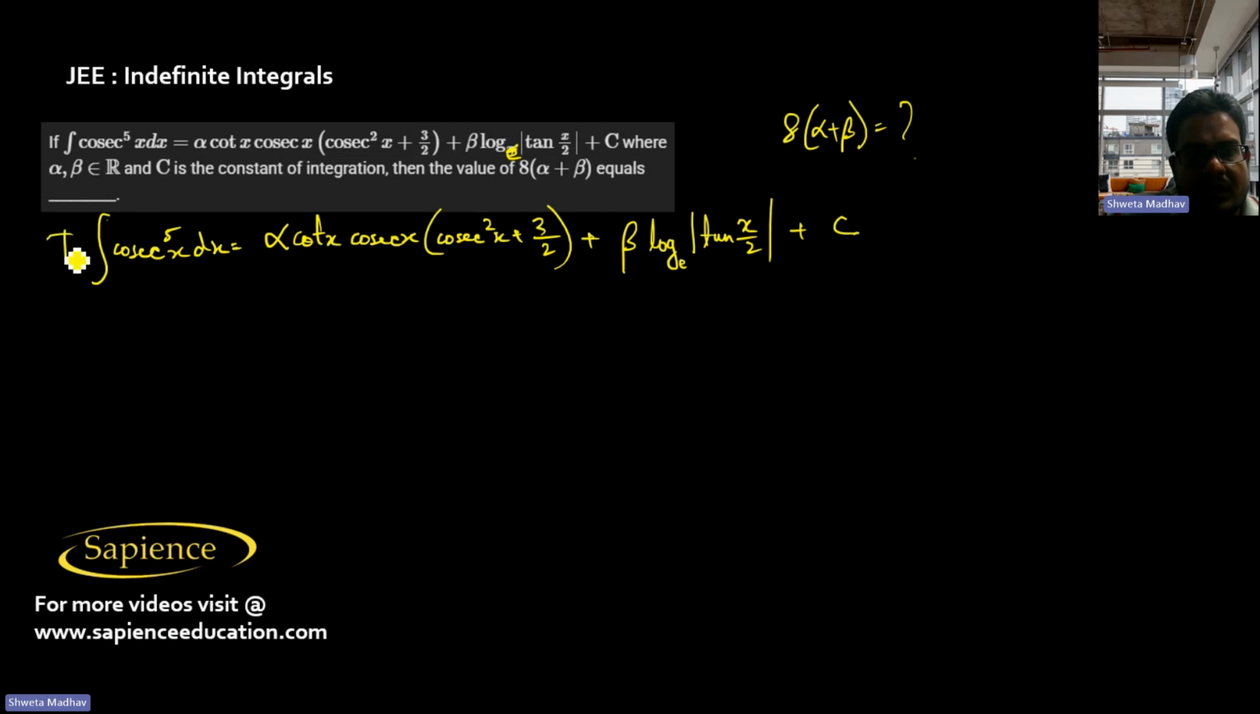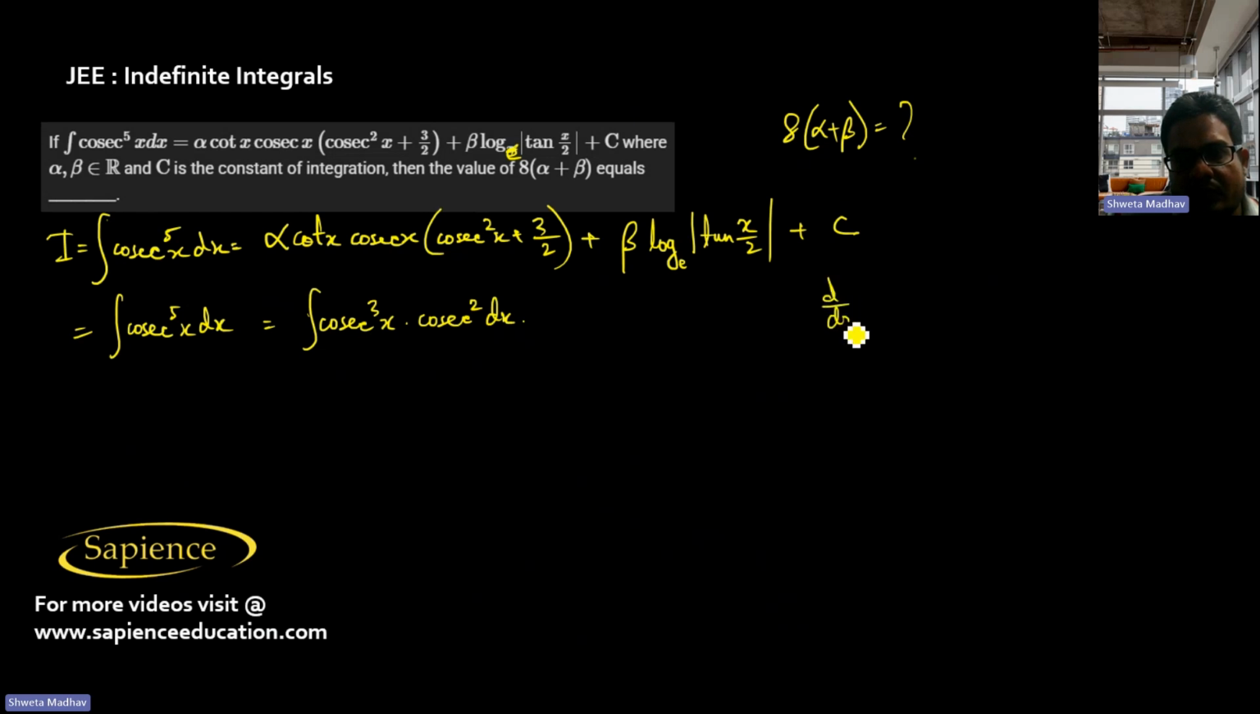So now this integral I, that is integral cosec power 5x dx, so we can write integral cosec power 3x into cosec square x dx. We know d by dx of cot x is equal to minus cosec square x. Therefore, integral cosec square x dx will be equal to minus cot x plus c.